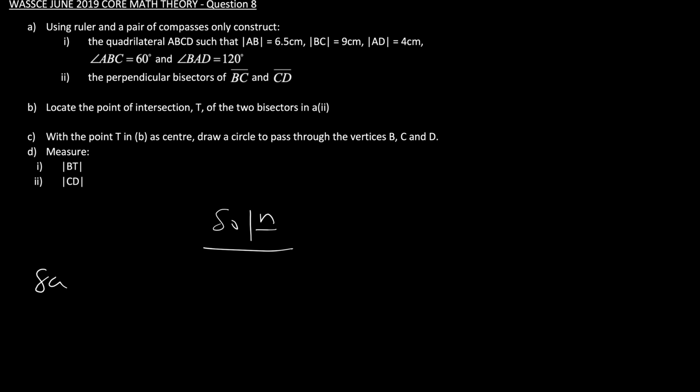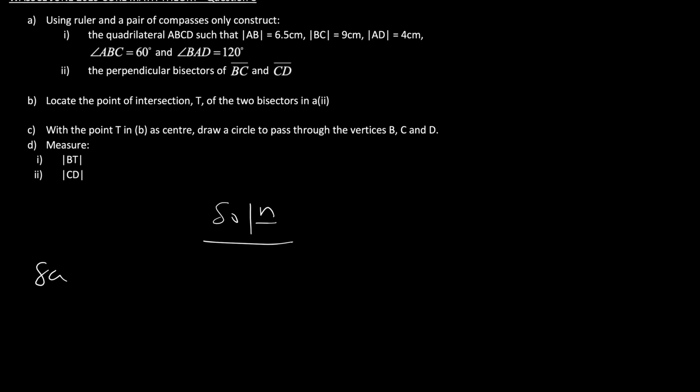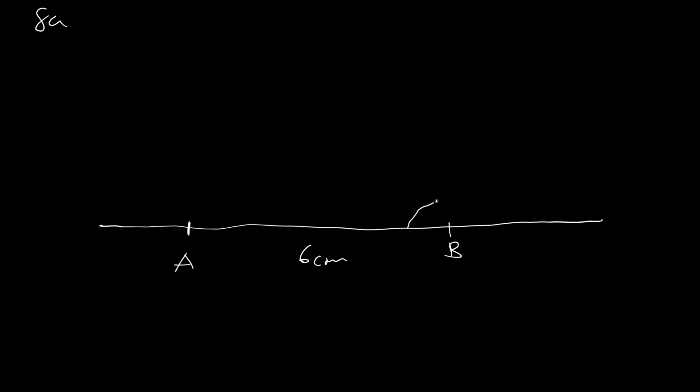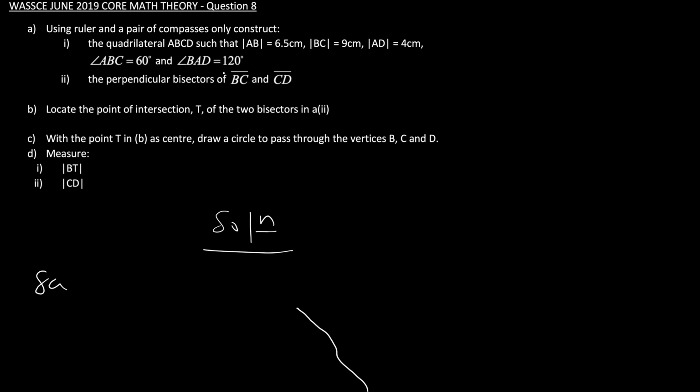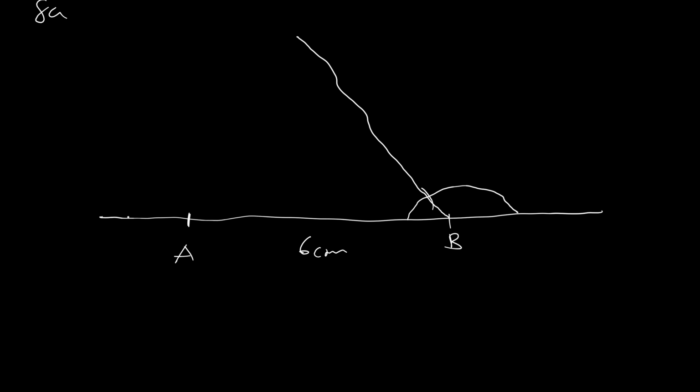We know that the angle ABC is 60 degrees, so we construct a 60 degree angle at B. And the angle BAD is 120 degrees, so we construct a 120 degree angle at A.